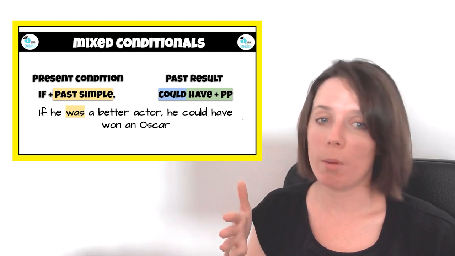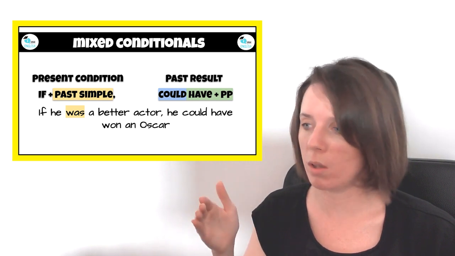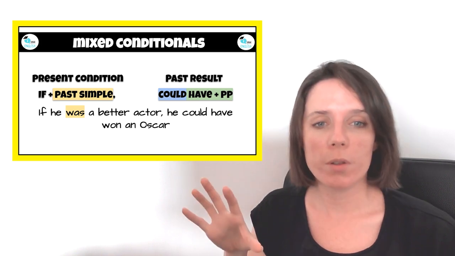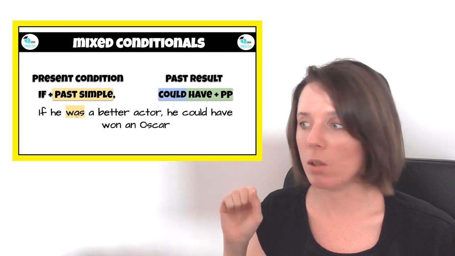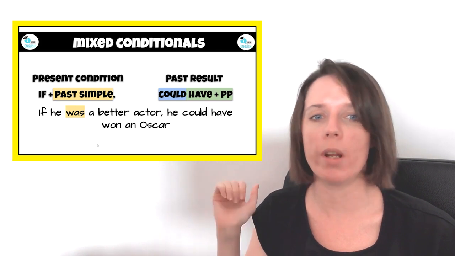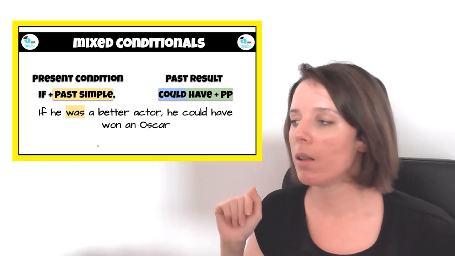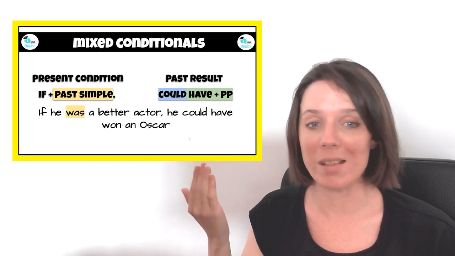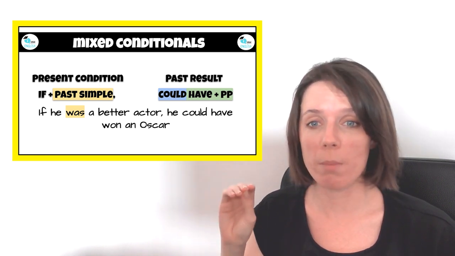So if he was a better actor, present condition, he's not a good actor, but if he was a better actor, he could have won an Oscar in the past. So often we would use this, the condition clause would often be a state using be. Possibly have as well. If I had more money, this would have happened in the past. But generally we would use this with a state of being. So if he was a better actor, he's not. He could have won an Oscar, but he didn't. So present condition, past result. So that's one way to make a mixed conditional.